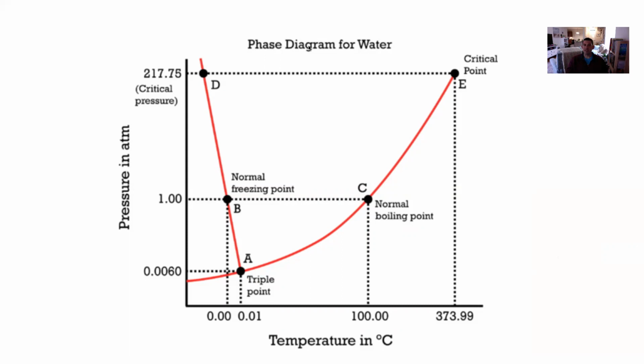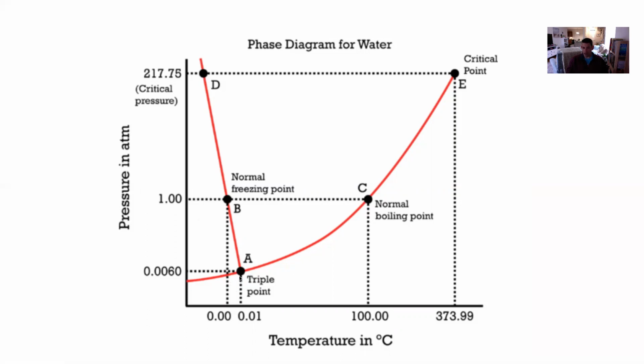We call it a phase diagram. A phase diagram includes pressure and temperature. Now the normal freezing point and the normal boiling point are both at a pressure of 1 atmosphere. So this is the phase diagram for water. And at 1 atmosphere, as we add heat, we go from solid to liquid, we melt, and then we boil and go from liquid to gas.